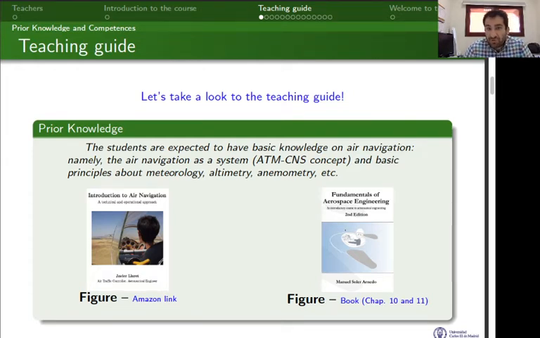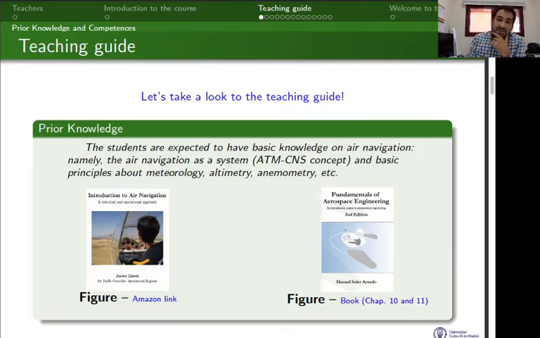Then as for prior knowledge, at UC3M we have a bachelor in aerospace engineering, and we have a lecture or topic entitled Aerial Navigation, Air Transport and Airports. Aerial navigation typically gets half of this course, so 3 credits, in which we touch all these basics of air navigation: the ATM CNS concept, meteorology, altimetry, anemometry, airspace management, flow management, air traffic control, communication, navigation, surveillance.